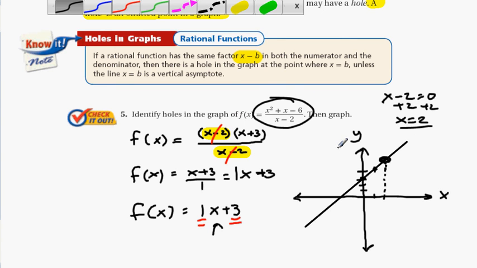If I were to actually graph this on a graphing calculator, you would see it would be discontinuous at this one point. Okay? There would be a hole there. So that's the hole of that particular graph.